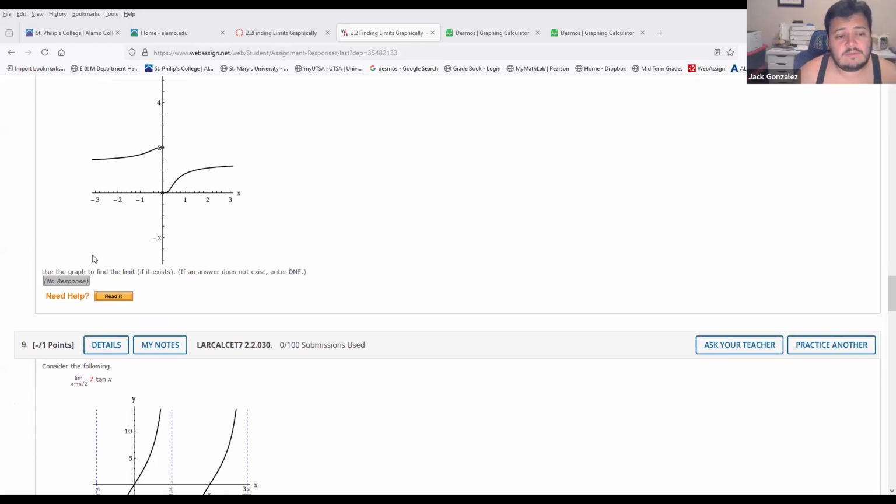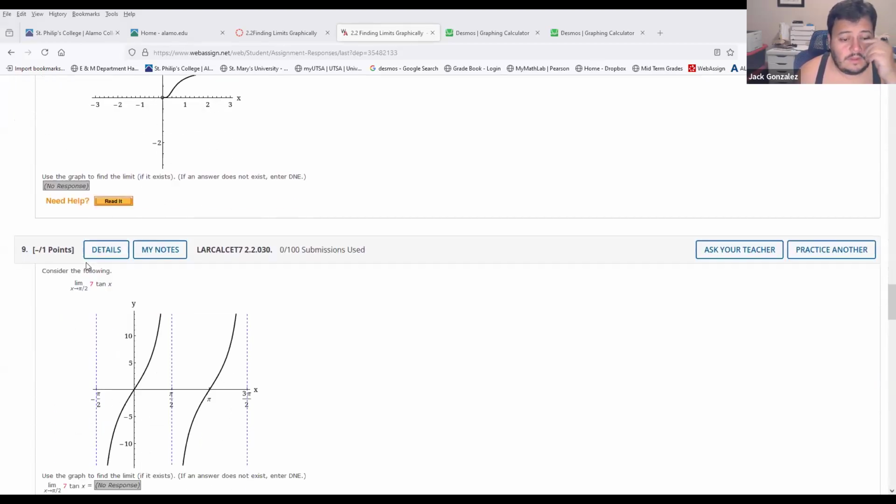Yeah, because it has to be the same on both sides. So as soon as you see that they're different, it does not exist. But to explain yourself, you would say, because the left and right are different, there is no limit.